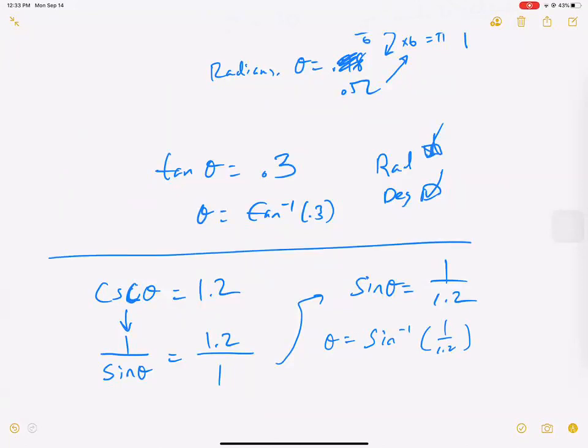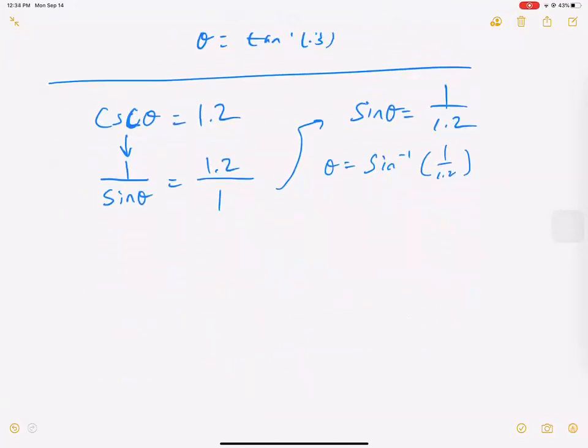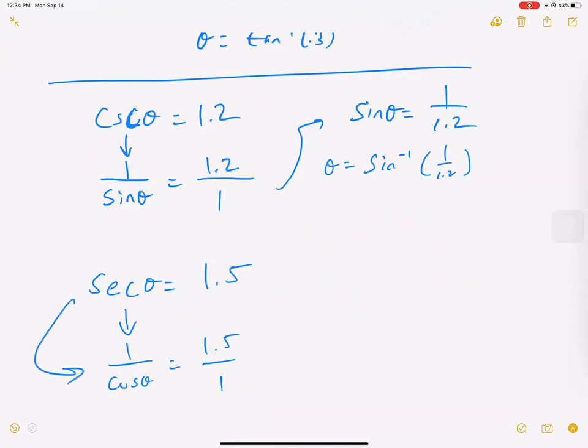Let me do this again. What if you end up with the reciprocal identity? If I said secant theta is equal to 1.5, let's say, making that up. The way we write this in something that I can use is 1 over cosine theta is 1.5 over 1. Okay, we made this into a fraction of cosine. Flip it, cosine of theta is equal to 1 over 1.5. Theta is equal to cosine inverse of 1 over 1.5.